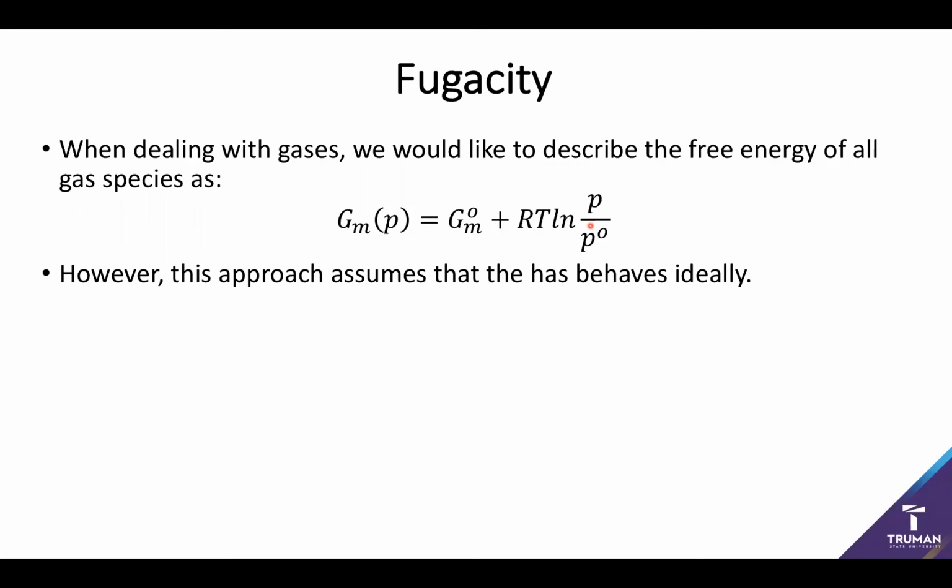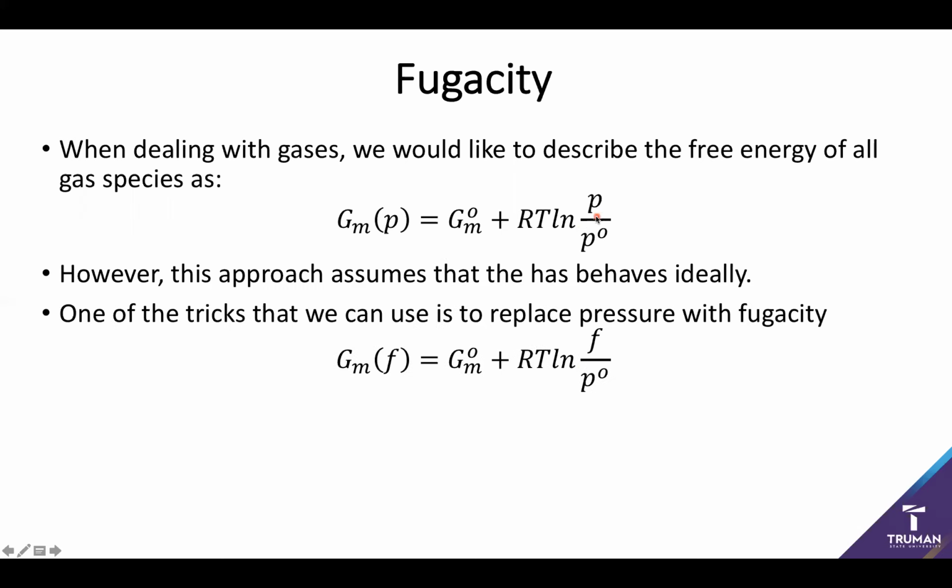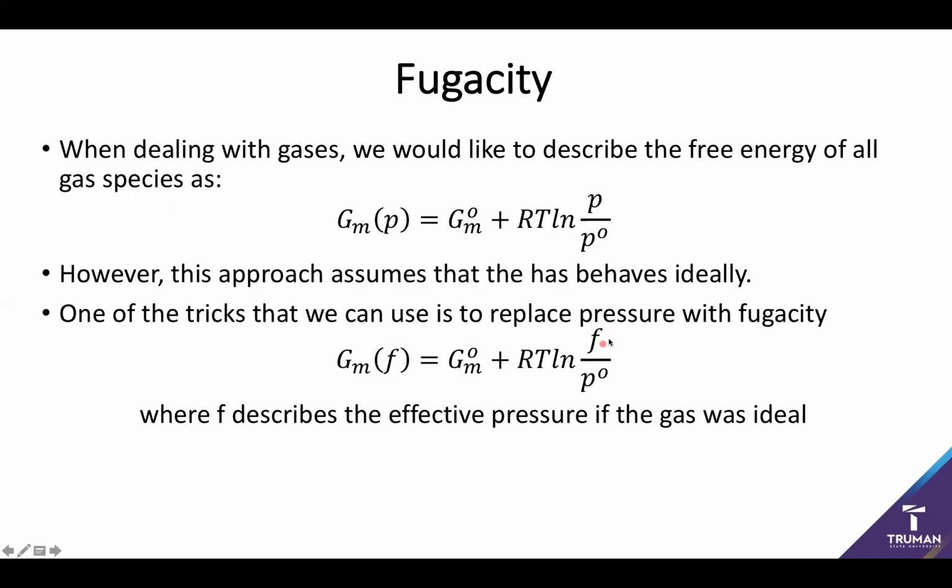So, one of our classic tricks of how we can essentially treat a system is to say, well, I'm going to keep this equation intact, but I'm going to change this key variable. So now, if I've got a system that behaves non-ideally, I'm going to replace pressure with fugacity. And f is essentially going to be our fugacity, which is a way to describe the effective pressure if the gas was ideal.